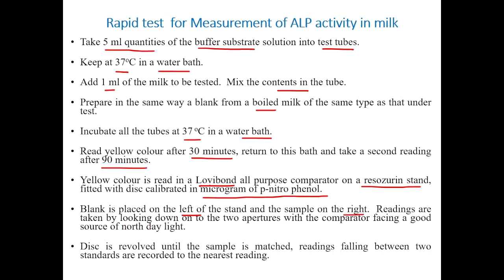Readings are taken by looking down onto the 2 apertures, with the comparator facing a good source of north daylight. So it is necessary that the comparator faces a good source of north daylight. Now the disc is revolved until the sample is matched, so the sample color should be matched with the discs in the Lovibond comparator. If the readings fall between 2 standards, then you take the nearest one of the 2.